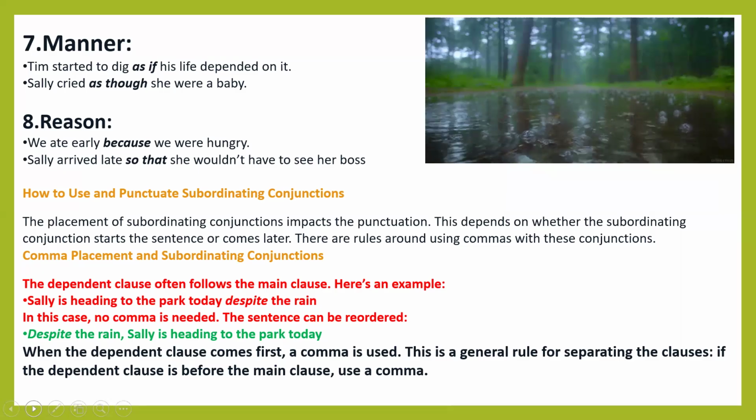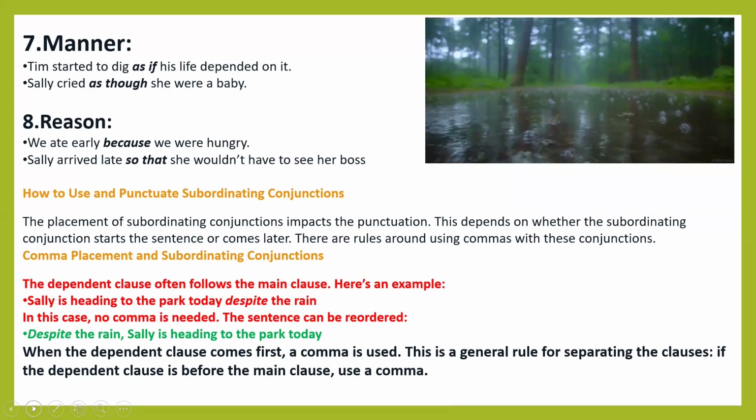An example again: Sally is heading to the park today despite the rain. In this case, no comma is needed because this sentence has a main clause and a dependent clause, and despite is the subordinative conjunction. But if we use the subordinative conjunction at the beginning of the sentence with the subordinate clause, we have to use a comma.